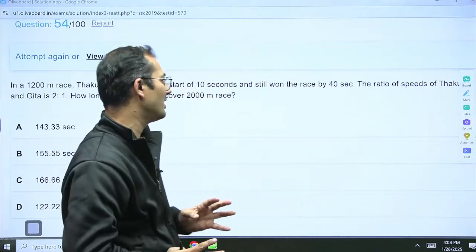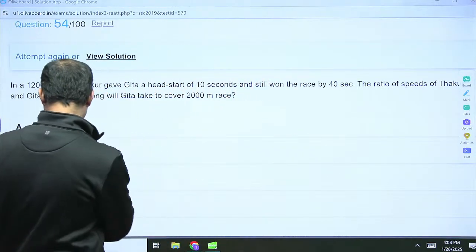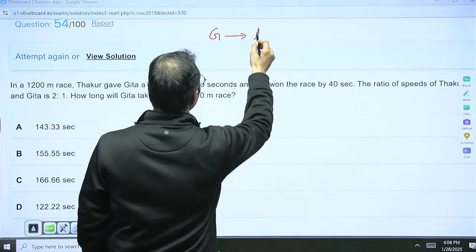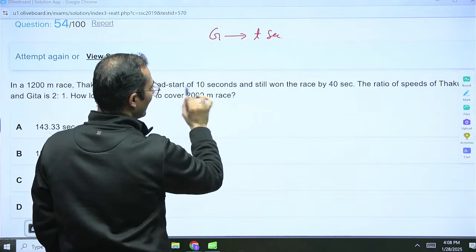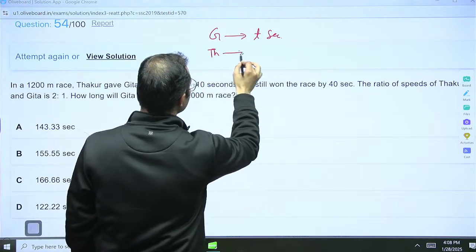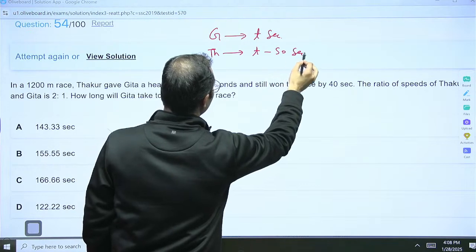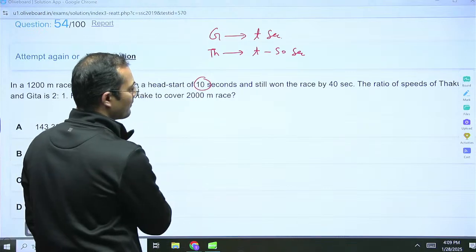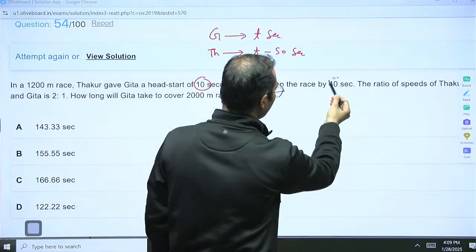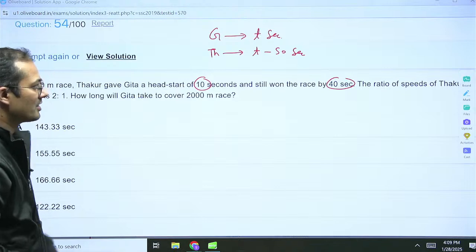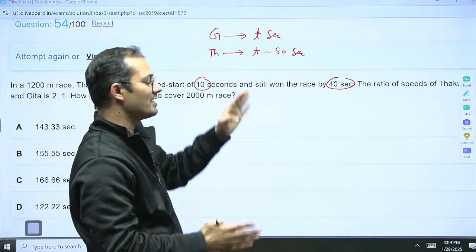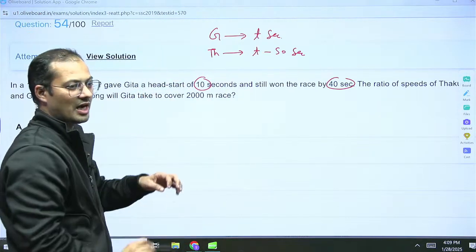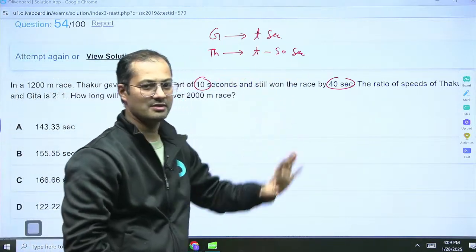It means in total, suppose Geeta is completing the race in t seconds. In that case, Thakur will complete the race in t minus 50 seconds. Thakur is starting 10 seconds after and finishing 40 seconds before Geeta, so the time gap between Thakur and Geeta is 50 seconds. So Geeta takes t seconds and Thakur takes t minus 50 seconds.